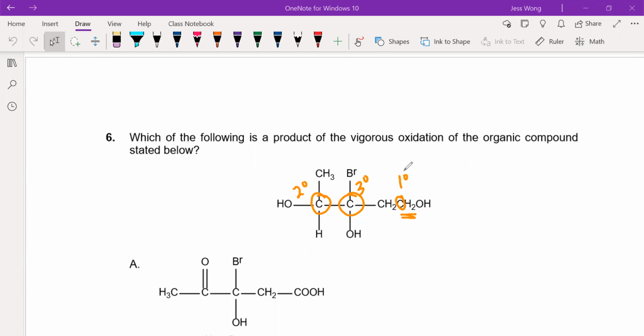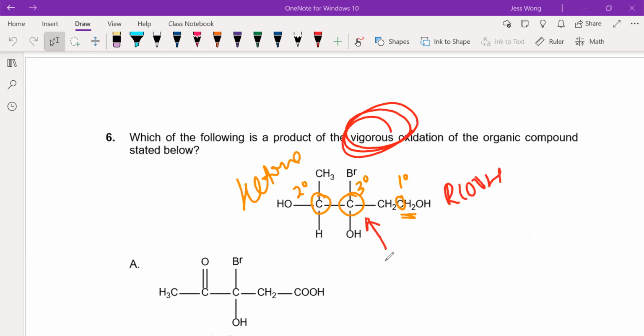Now, the secondary one will give me a ketone. Primary, since it's a vigorous oxidation, will give me a carboxylic acid. And the tertiary has no reaction. So I will be expecting a ketone, a carboxylic acid and no reaction. So the answer will be A. You have a ketone, a carboxylic acid, and no reaction.